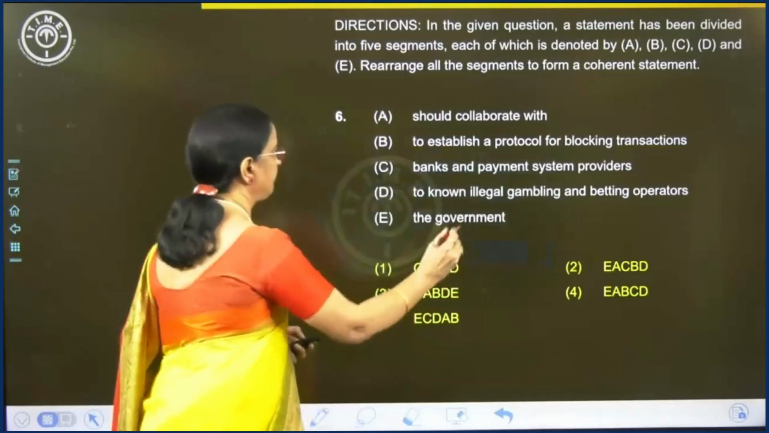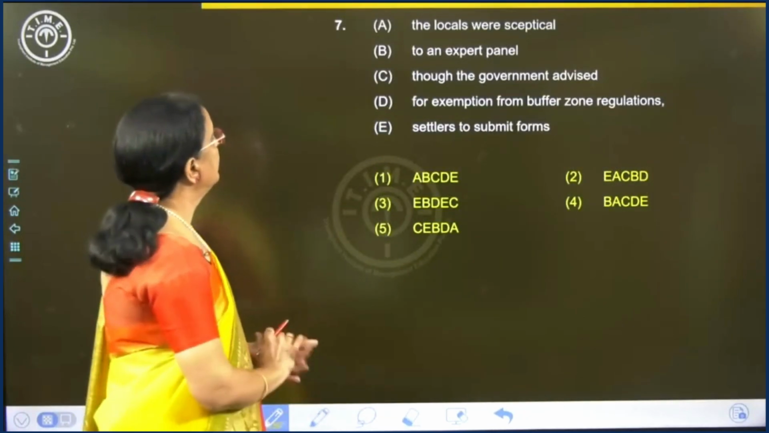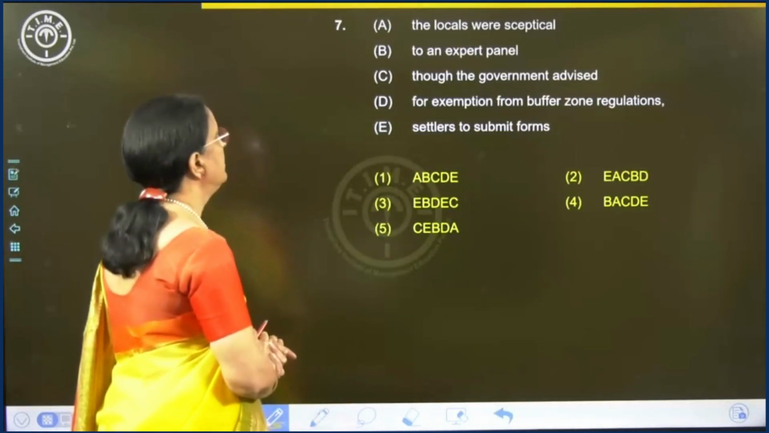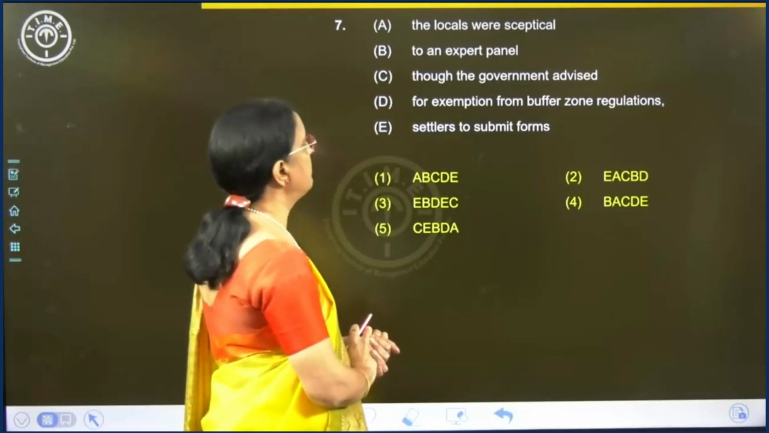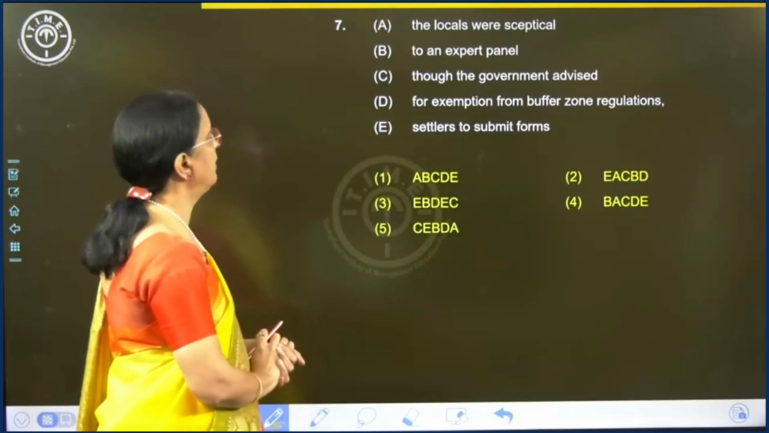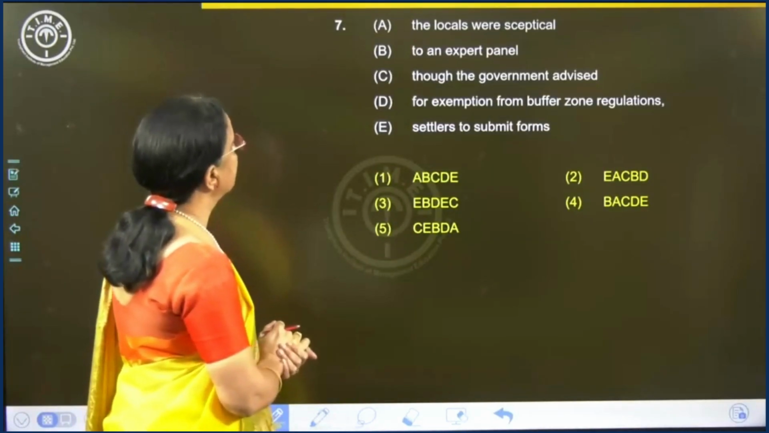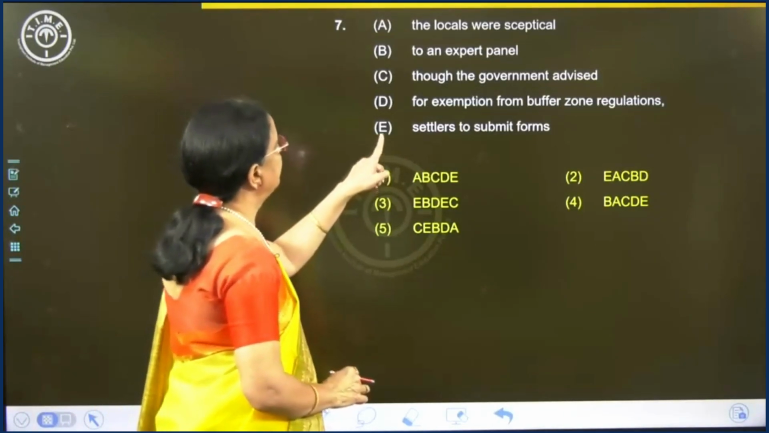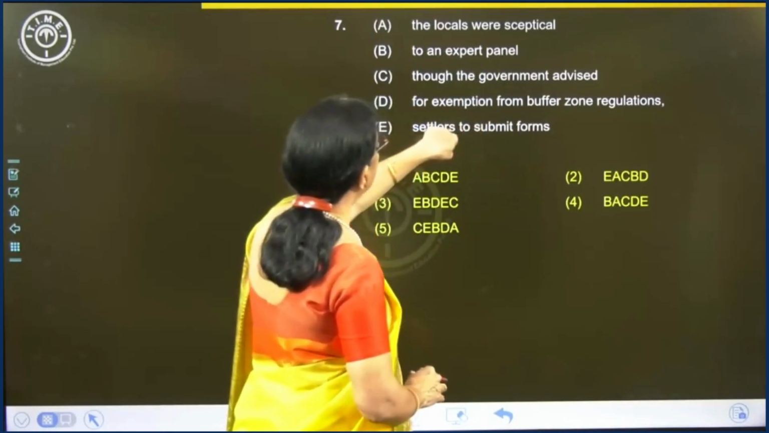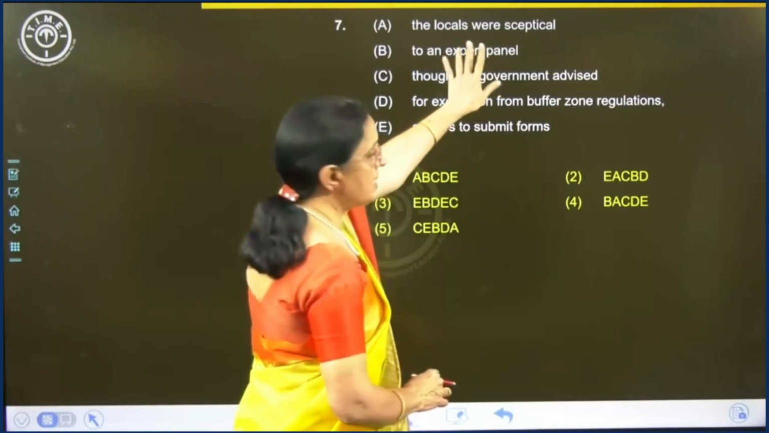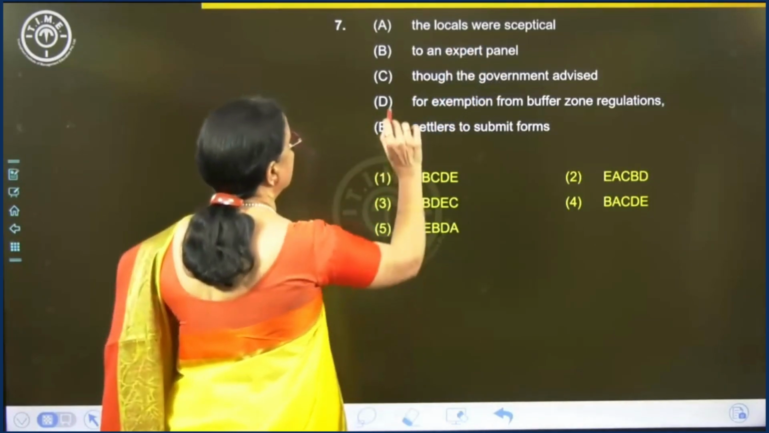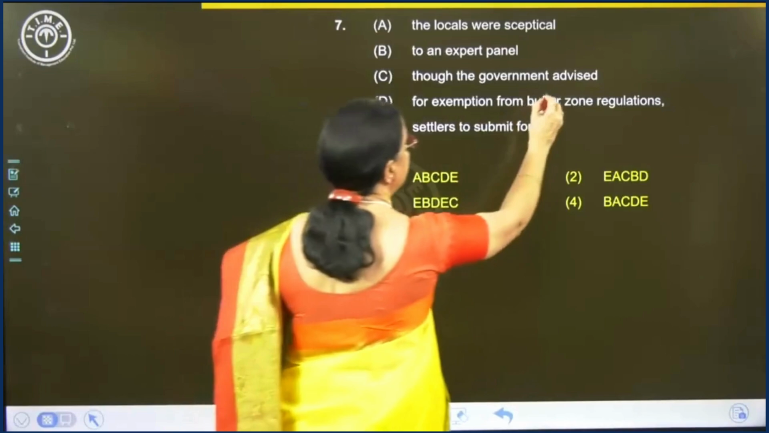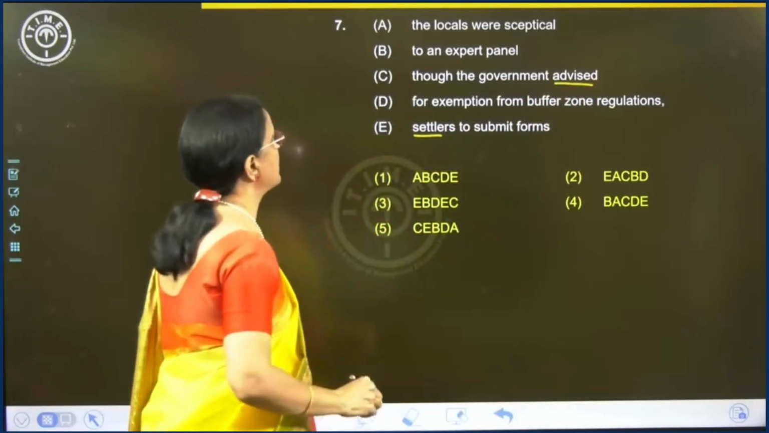Next sentence. The locals were skeptical. Skeptical is doubtful. To an expert panel, though the government advised for exemption from buffer zone regulations, settlers to submit forms. All right. So, start with what? The locals were skeptical. Let us separate. Now, listen. Though the government advised settlers, careful. Though the government advised settlers to submit forms.